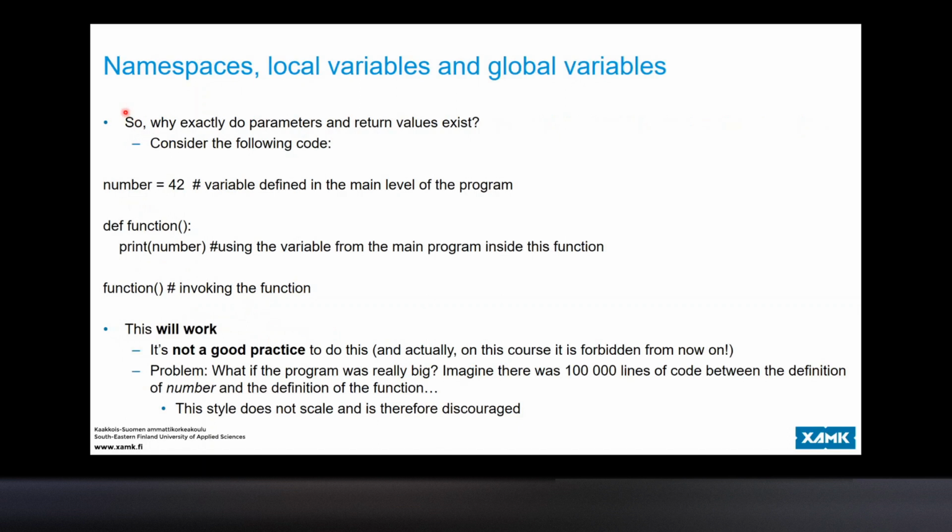Okay, so in these examples, I don't think it has become really clear why these parameters and return values actually exist. So what we could do instead of having parameters and return values, we could do something like this. So I'm actually going to type this example down again because this is rather important.